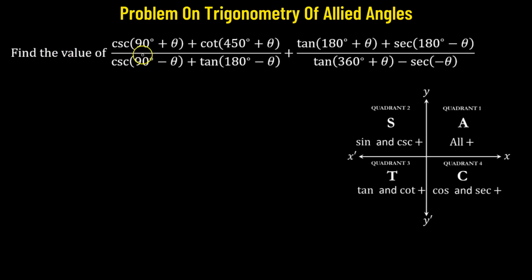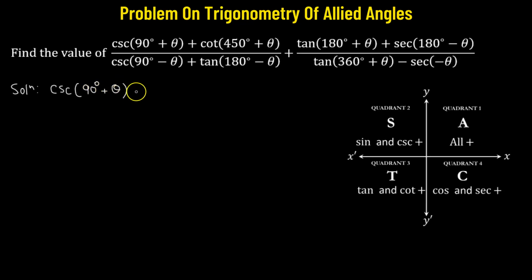We need to find out the value of the given trigonometric expression. So let us begin. First, we'll try to simplify each of the trigonometric ratios. So let's begin with our cosecant function. We have cosecant of 90 degree plus theta.